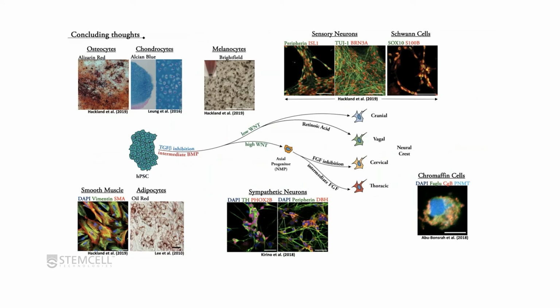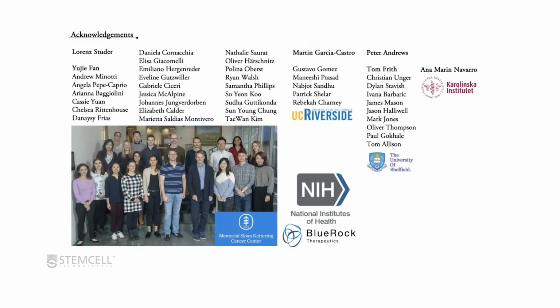So in conclusion, I guess I just want to say that this is a technology that's no longer in its infancy. With a couple of notable exceptions, we can now generate human pluripotent stem cell derived Neurocrest that correspond to most axial identities and are capable of generating the vast majority of Neurocrest derivatives. And there's a huge amount that we can learn and do with these cells, and we've really just scratched the surface. So I'm sure the best is yet to come.